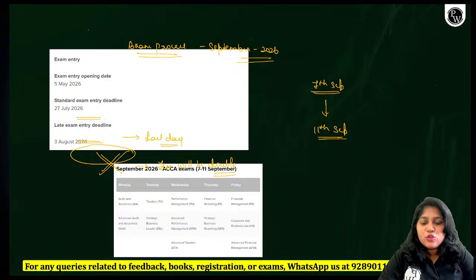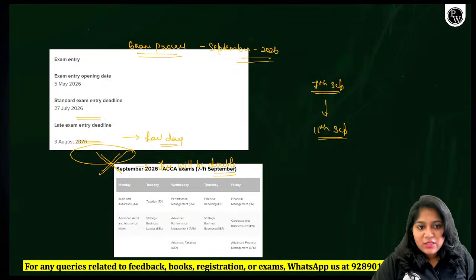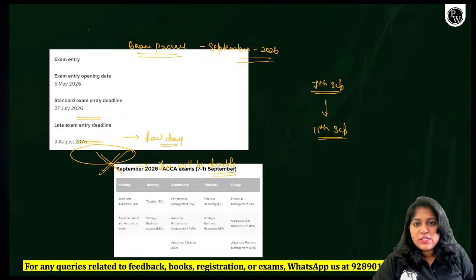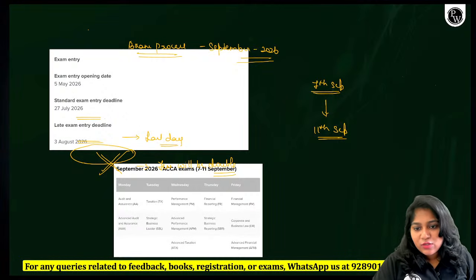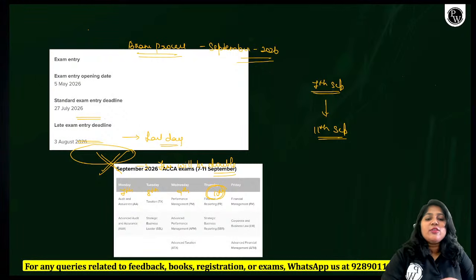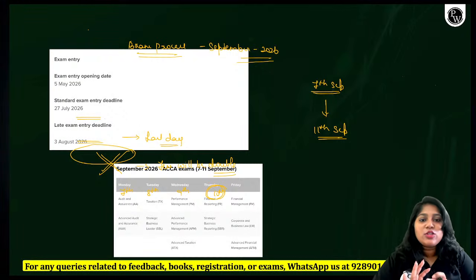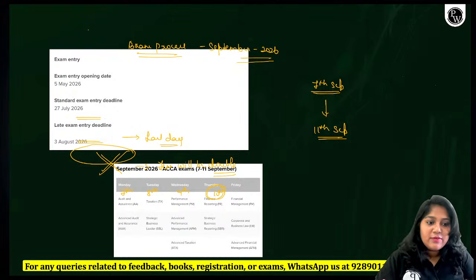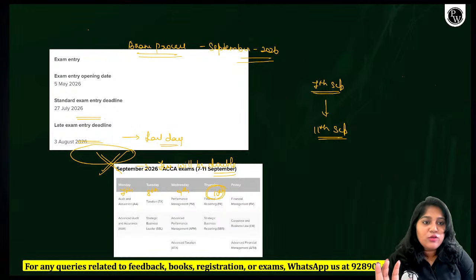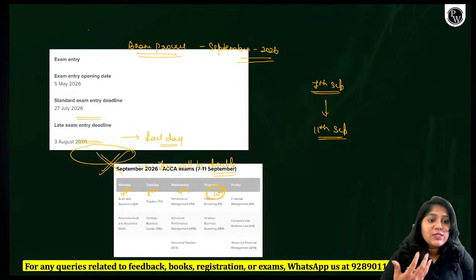If you see, 7th to 11th is the window. 7th is Monday, then 8th, 9th, 10th. So that means your examination is going to happen on 10th of September, financial reporting. If you're writing FR, it is going to be on 10th of September. This is for the September attempt that I'm talking about.